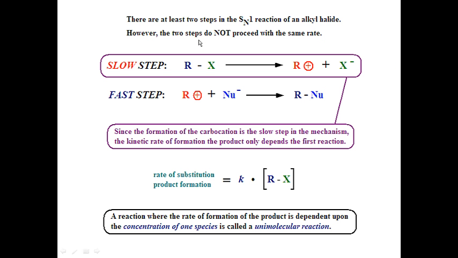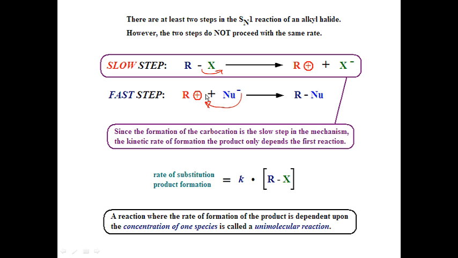So here's just a summary of that. The rate is k times the concentration of alkyl halide. It's unimolecular. Therefore, the alkyl halide breaking apart is the slow step. That's the rate determining step. The negative nucleophile reacting with the alkyl halide, or with the carbocation intermediate, is the fast step of the 2 elementary steps of the mechanism.